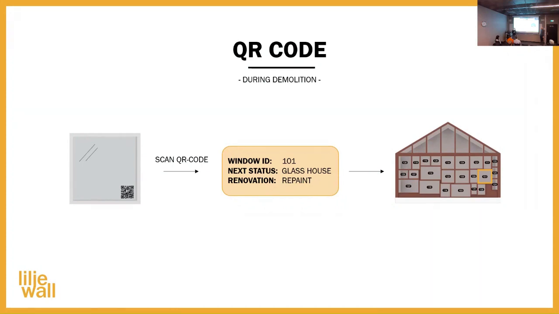Not every window in this residential building should go to the glass house, but also to another project. And also they got information if the window should be on a renovation in the windows as well. For this example, you can see that window 101 should go to the glass house, and you can also see that it should be repainted, and you also see where the exact position for the window.